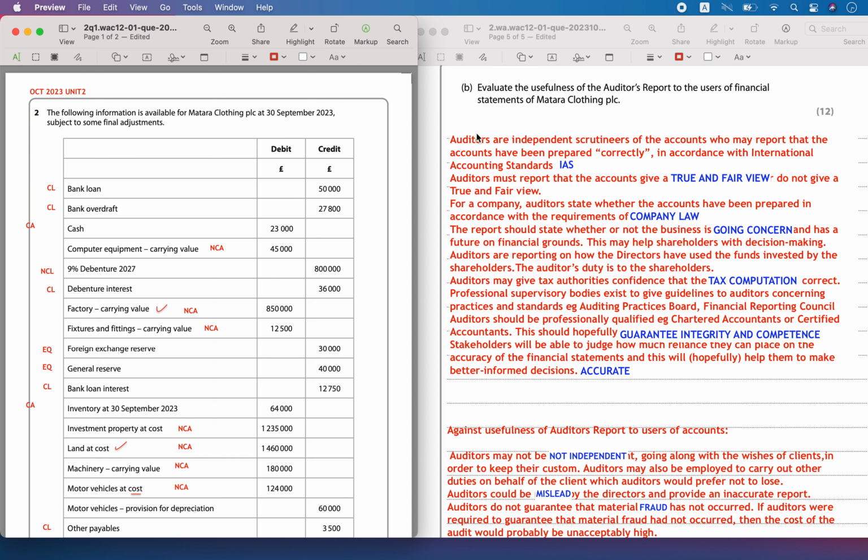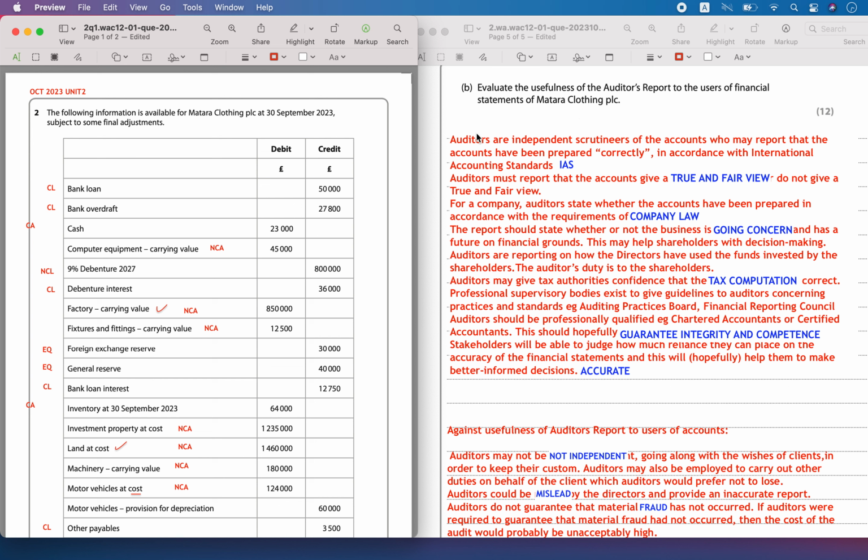Usually, I have highlighted them in blue. So you should be able to enforce that they are doing all this, and therefore they are useful. But you can also say, however, some things might not happen, and those could be disadvantages of auditor's report.